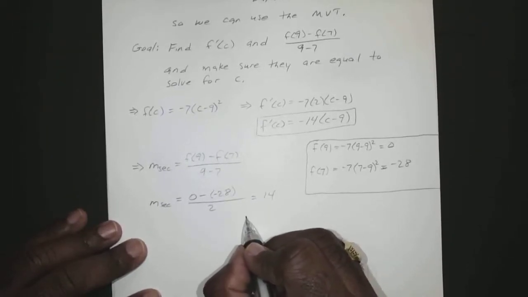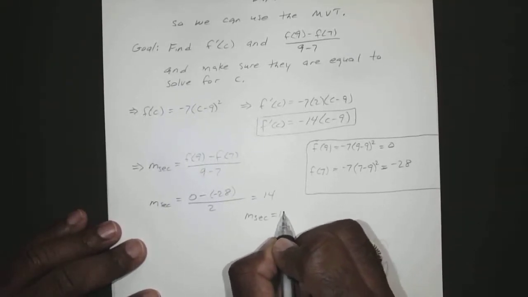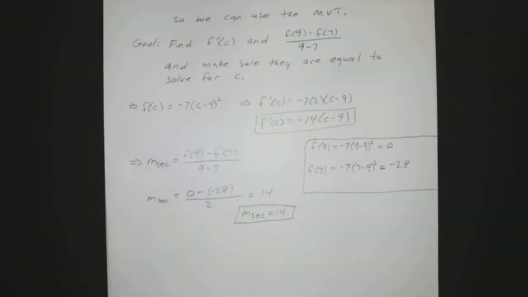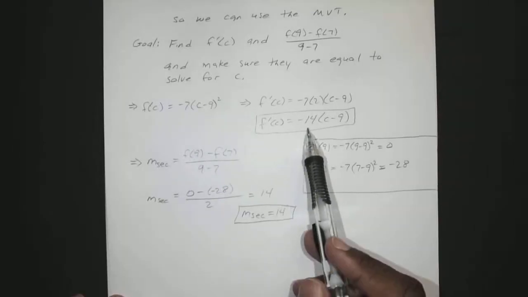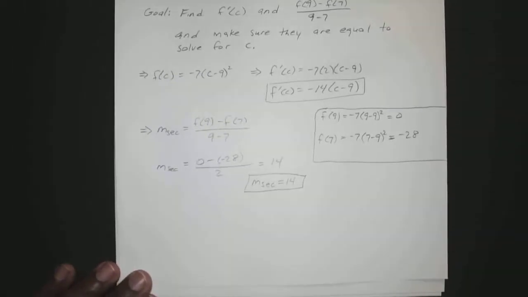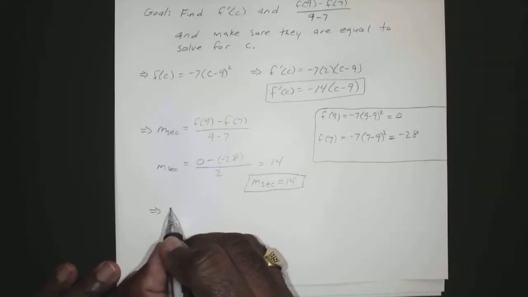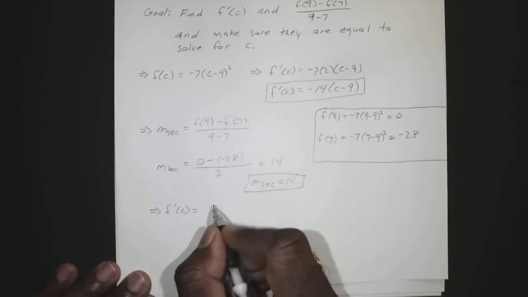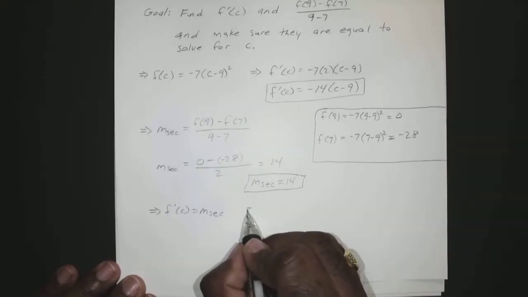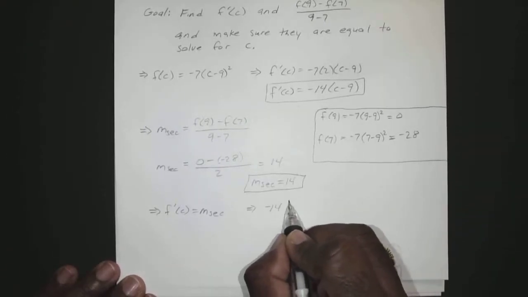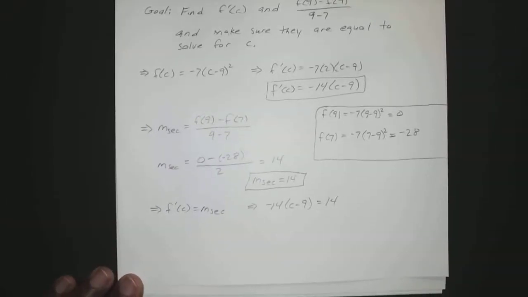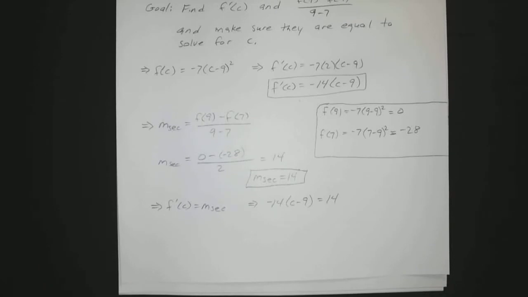Okay, so we know our slope of the secant line equals 14. To find our value of c, our slope of the secant line has to be equal to our tangent line. So f prime of c equal to the slope of the secant line will just give you negative 14 times c minus 9 equals 14. Does that make sense?